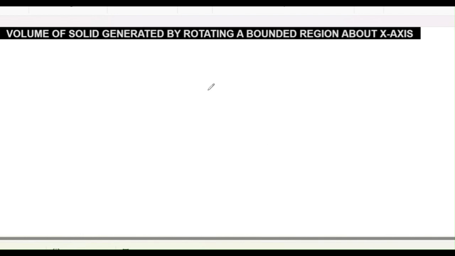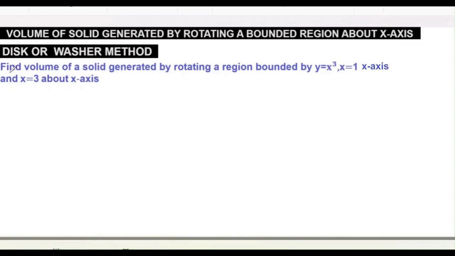Today we are going to find the volume of a solid generated by rotating a bounded region about the x-axis. As this is the first video, we're going to start with the disk or washer method. As this is a 3D type of question, it is always easier to understand the concept by using an example. So the example is this.